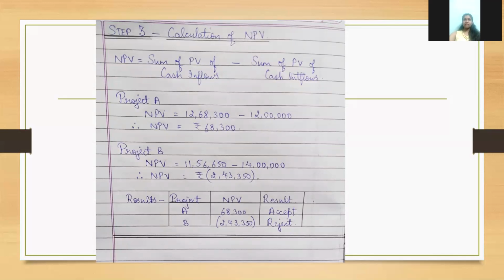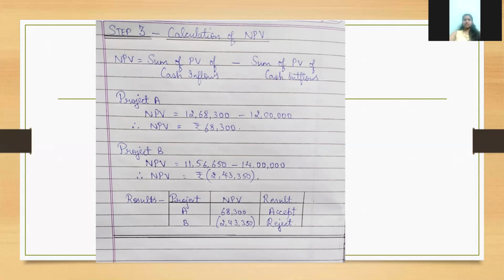NPV is equal to the sum of present value of cash inflows minus the sum of present value of cash outflows. For Project A, NPV is equal to 12,68,300 minus 12 lakh, therefore the NPV is rupees 68,300. Similarly, for Project B, NPV is equal to 11,56,650 minus 14 lakhs. Therefore, NPV is equal to minus rupees 2,43,350.